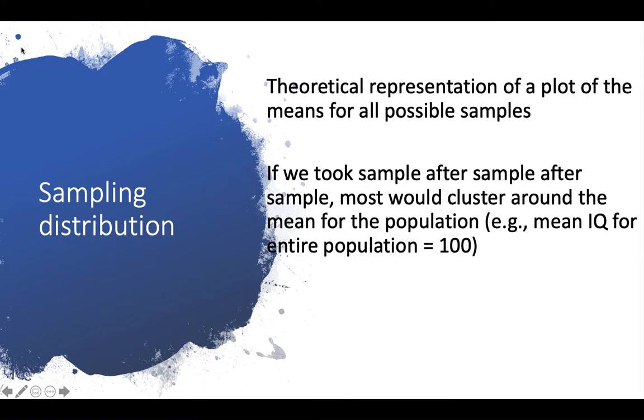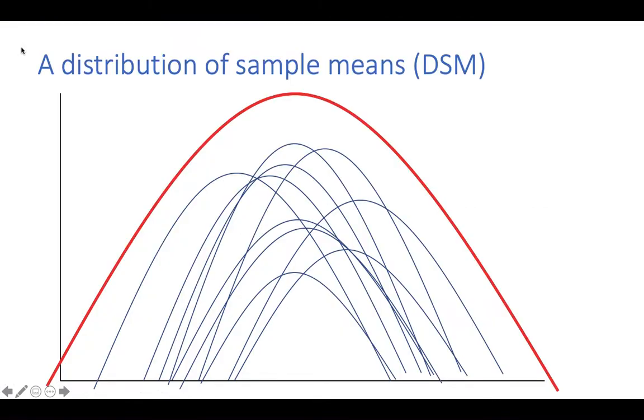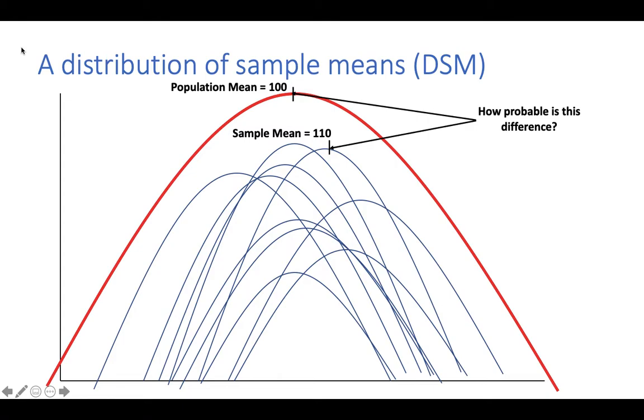Now, knowing this, let's think about its relationship to probability. How likely is this to happen? For example, how probable is it that I got a sample IQ mean of 110 for our class? How likely is that to happen? So if we have a population mean of 100, and let's say this is our sample mean of 110, what we're trying to determine is how probable is this difference? How likely is this to happen? Well, we're going to have to do some math and compute some statistics to know for sure, but looking at this just visually, a sample mean of 110 seems pretty probable, right? It doesn't seem completely out of the ordinary or like this would just happen by chance.